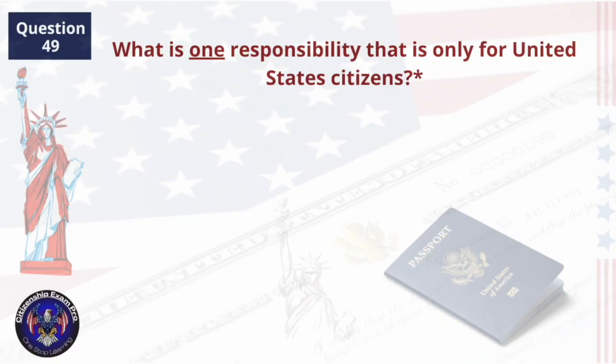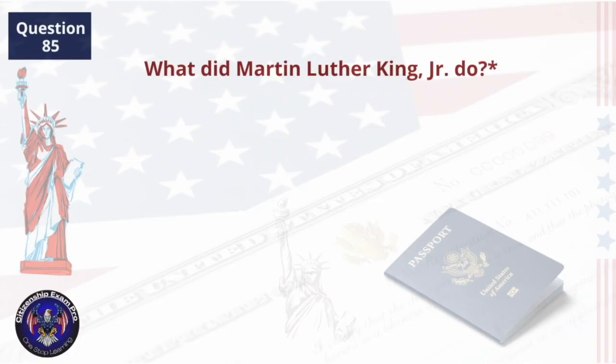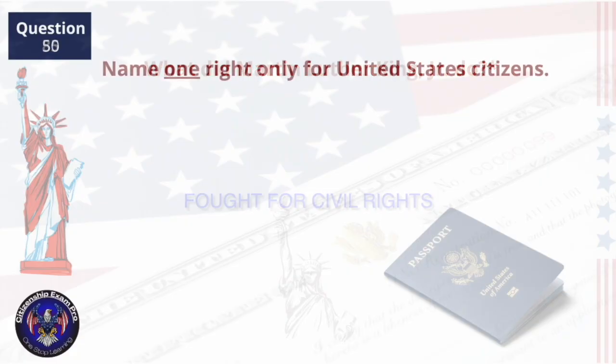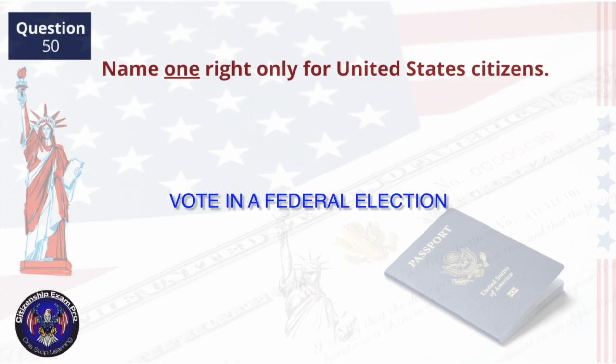What is one responsibility that is only for United States citizens? Serve on a jury. What did Martin Luther King Jr. do? Fought for civil rights. Name one right only for United States citizens. Vote in a federal election.